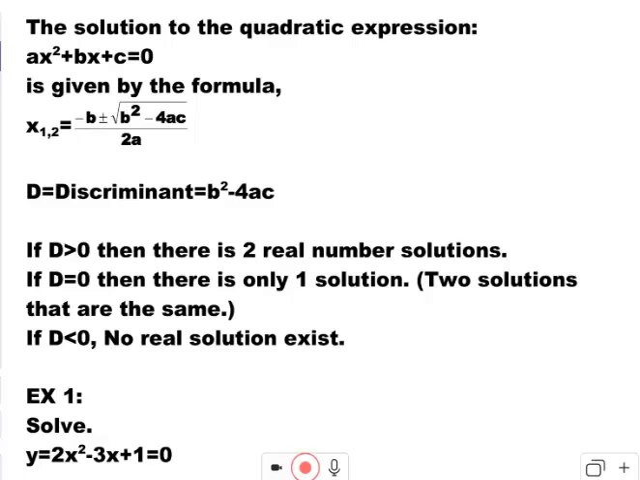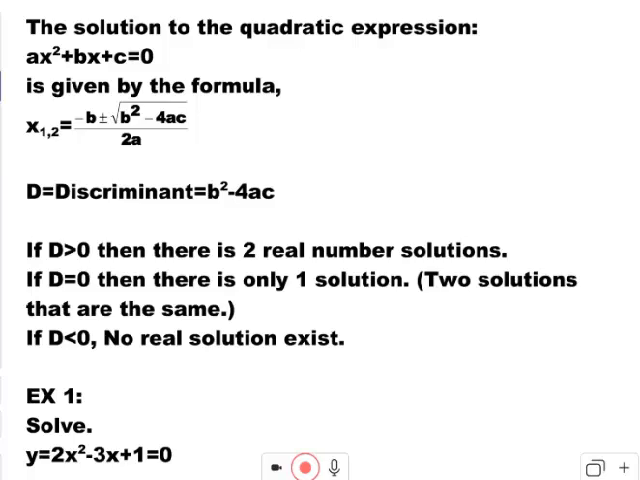In this video, we are going to talk about solving quadratic equations using the quadratic formula. The quadratic equation is in the form of ax squared plus bx plus c equal to 0, where a cannot be equal to 0 and a, b, c are all real numbers. The quadratic formula says that the roots or the zeros of this equation, x1 and x2, are equal to minus b plus or minus the square root of b squared minus 4ac, divided by 2a.